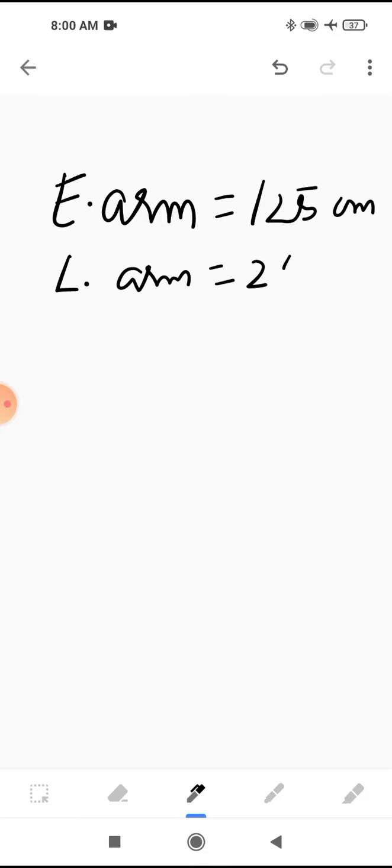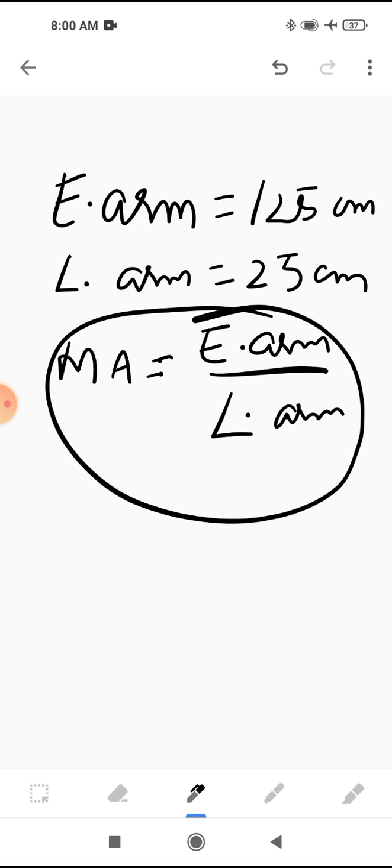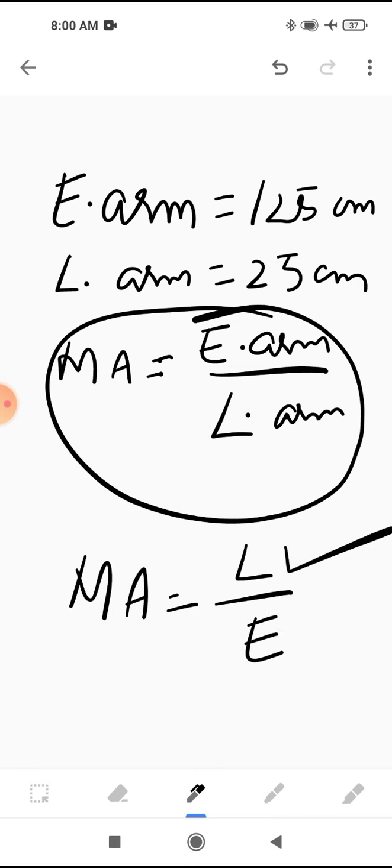And you are asked to find out mechanical advantage. The formula for mechanical advantage of a lever is effort arm by load arm. Divide it, you will get the answer. Remember, this formula MA is equal to effort arm by load arm is only for levers. And another formula you have learned in theory, MA is equal to load upon effort. This is the general formula applicable for all types of machines.